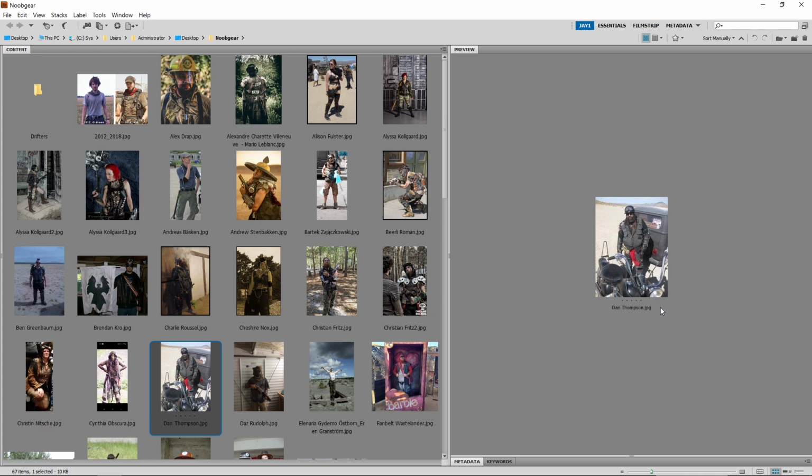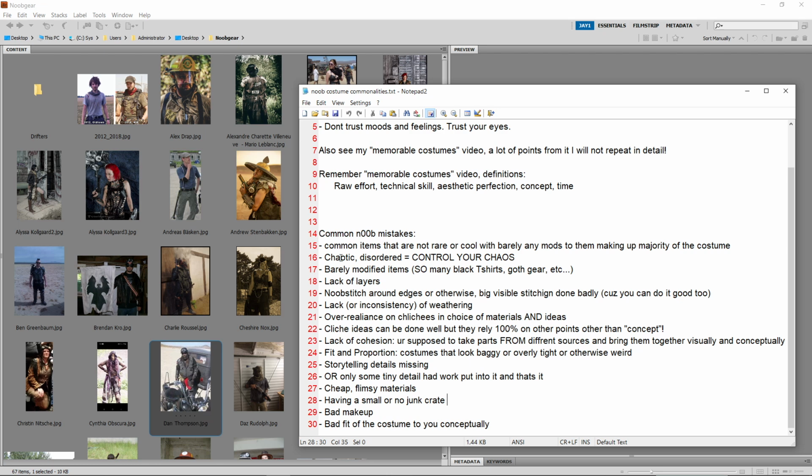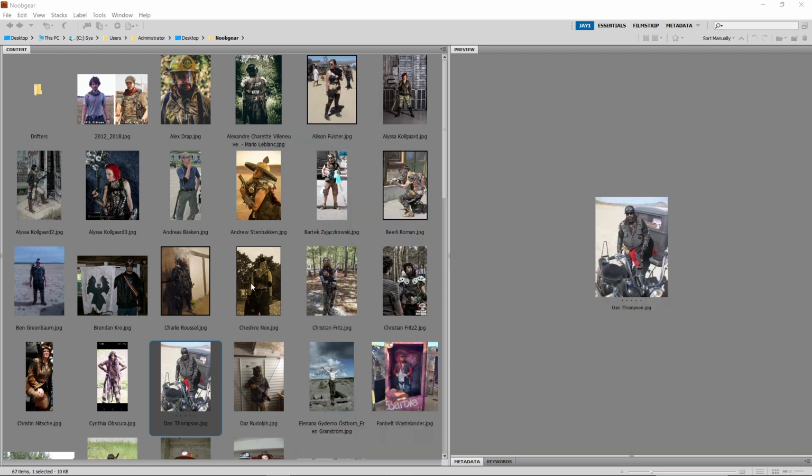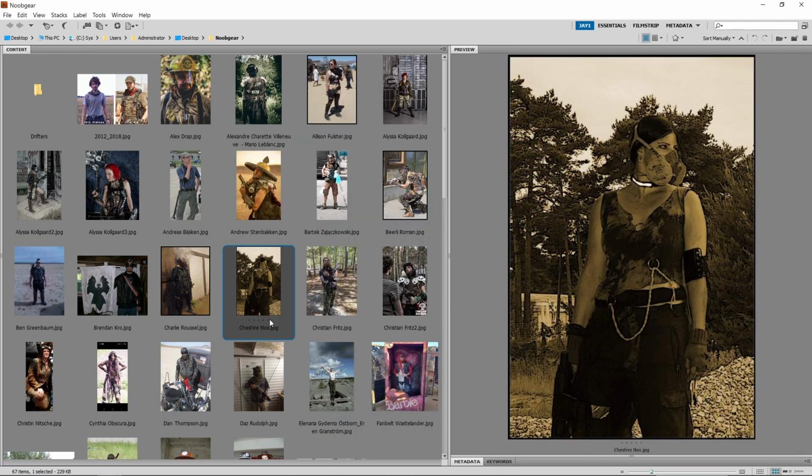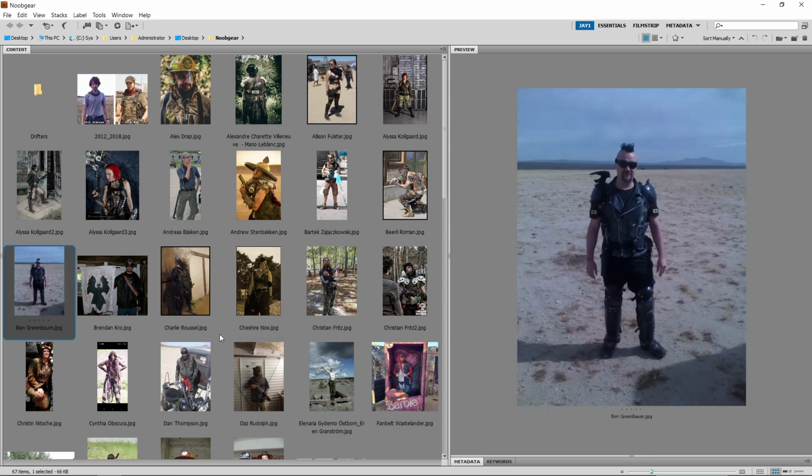Dan Thompson. Cannot zoom in, but it's also not necessary, because your costumes are supposed to be recognizable as something interesting and cool from afar. And here I see just a regular biker. And that's all I can say. Our typical common items and standard items, standard black shirt, vest, whatever stuff going on.